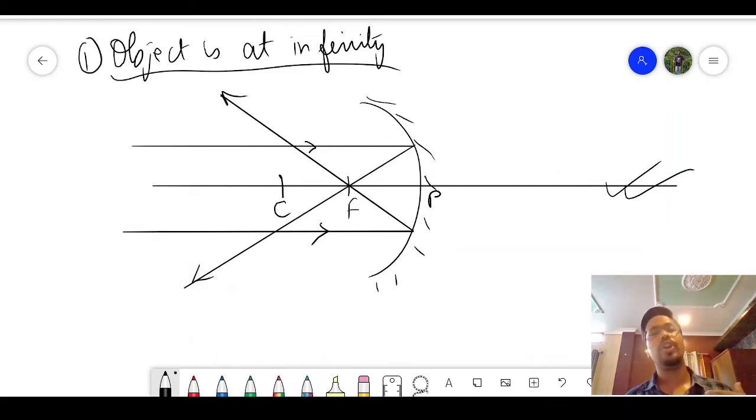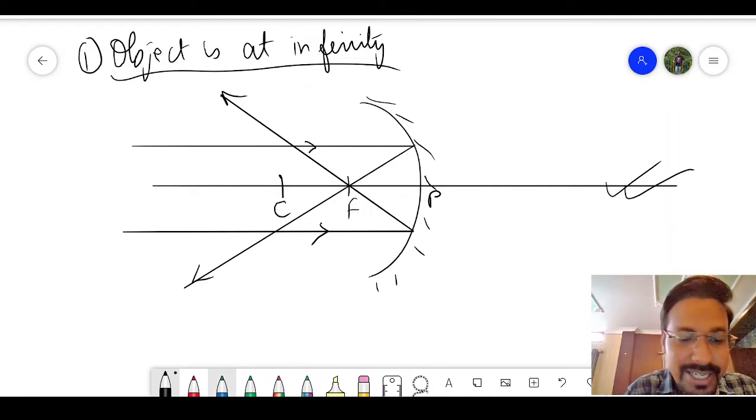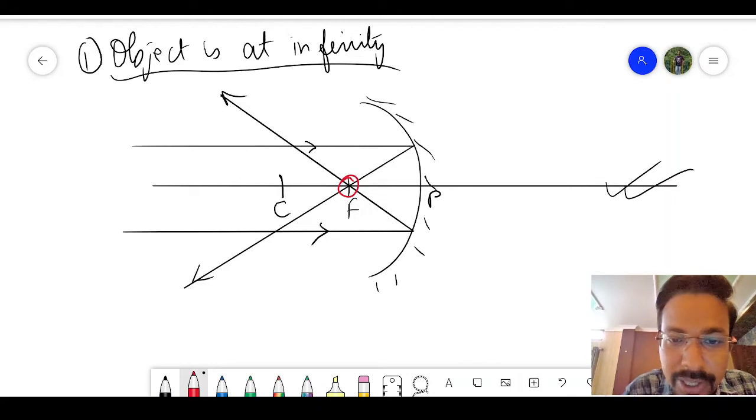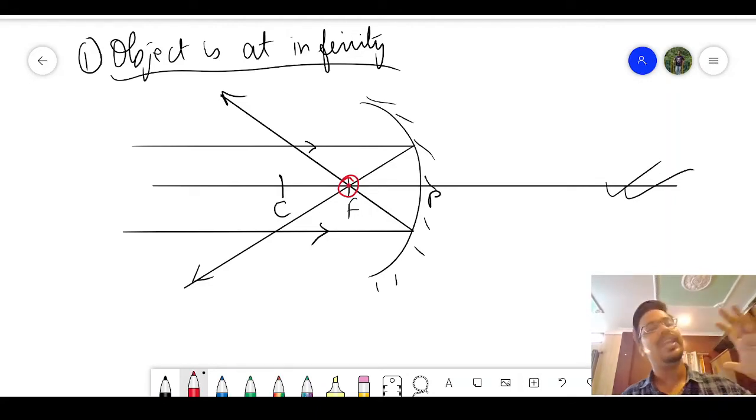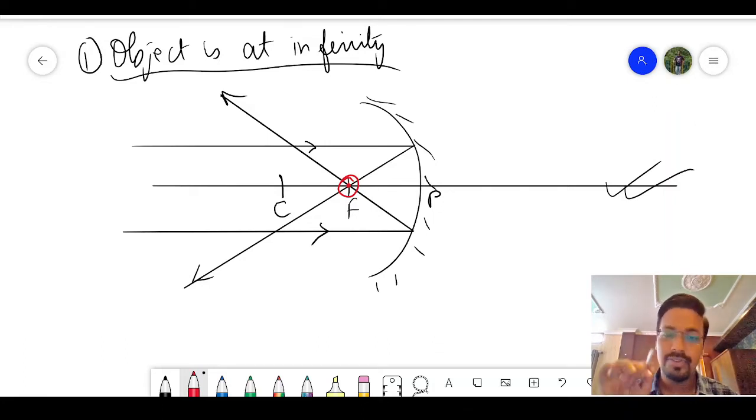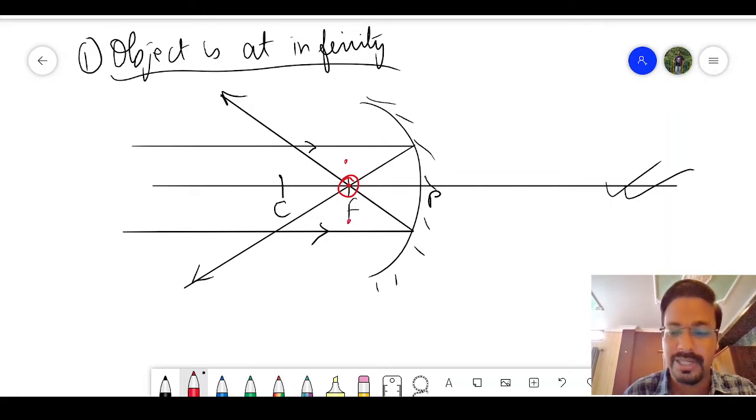In order to form an image, two reflected rays must intersect. Here, after reflection, the two rays intersected at this point, and it is the point at focus. So if an object is at infinity, the rays of light after reflecting will intersect at the focus. As it is formed at the focus, you can see it is formed right on top of the principal axis. It is intersecting at the principal axis, not above or below it. It is right in the middle of the principal axis.